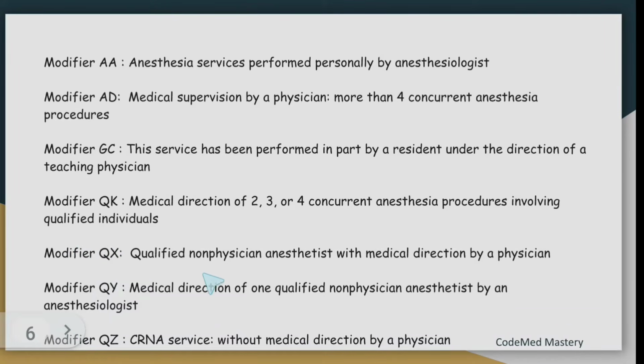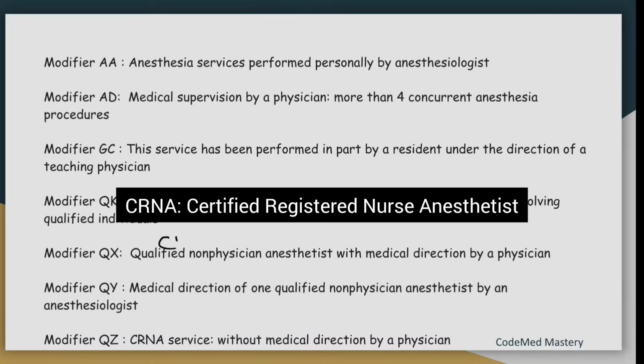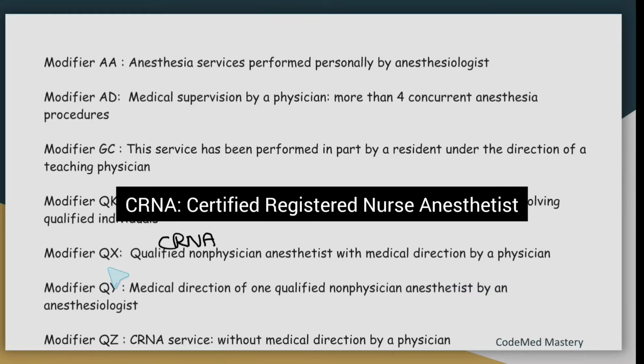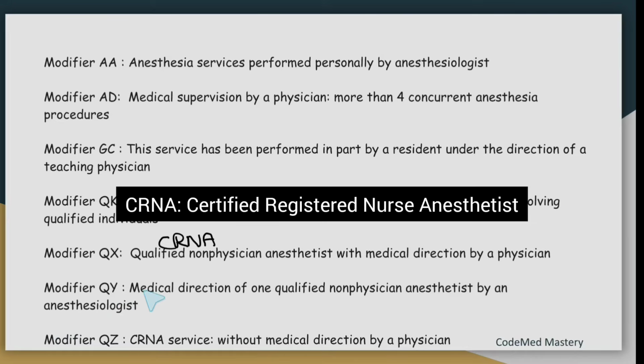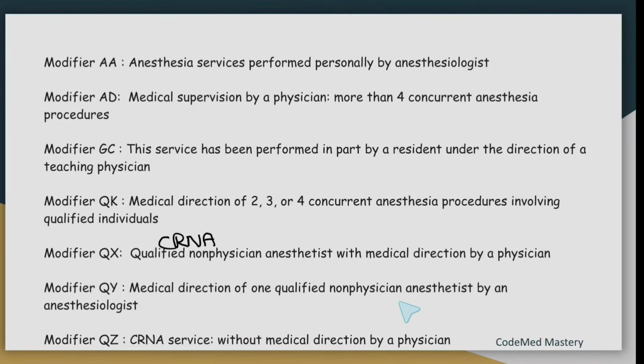Modifier QX is for qualified non-physician anesthetist, that is CRNA, with medical direction by a physician. So QX is for CRNA service with medical direction by physician. Modifier QY is for medical direction of one qualified non-physician anesthetist by an anesthesiologist, that is medical direction of one CRNA by an anesthesiologist. Next, modifier QZ is for CRNA service without medical direction by a physician. All these modifiers are present in your HCPCS Level 2 manual.